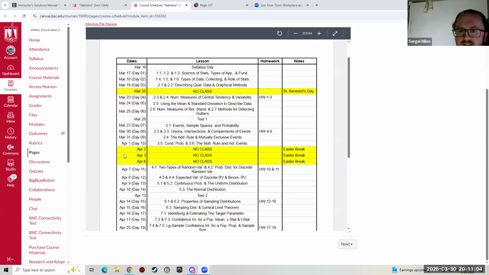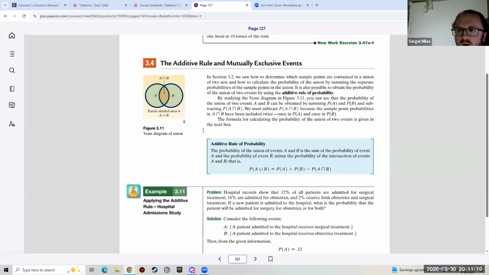So let's go ahead and get into our textbook material as we look at section 3.4, where we want to highlight some special facts, some rules that we have to keep in mind anytime we're dealing with probability and a union of two different events. For this, I'm actually going to switch to the whiteboard behind me, so let me turn off my screen share.